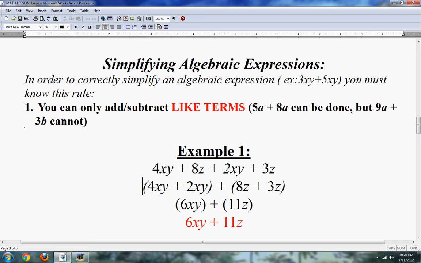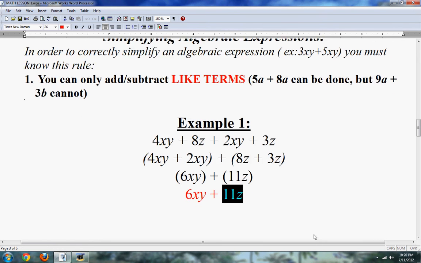Here there's an add sign, so I did 4 plus 2 is 6, and then what you do next is just carry over the variables they have, x, y. 4 plus 2 is 6, carry over the x, y, so 6xy. Here, 8 plus 3 is 11, and then there's this z, so you carry over the z, and you have 11z. So the answer is 6xy plus 11z. You cannot simplify that anymore because those two terms are not alike.